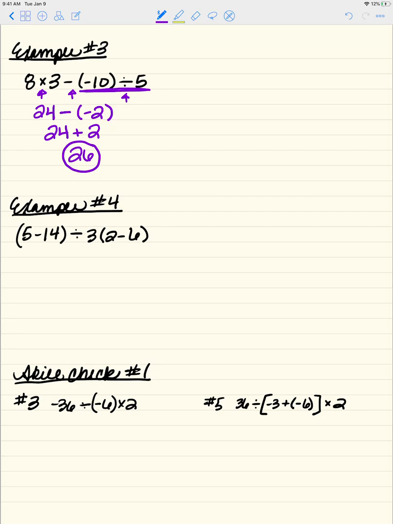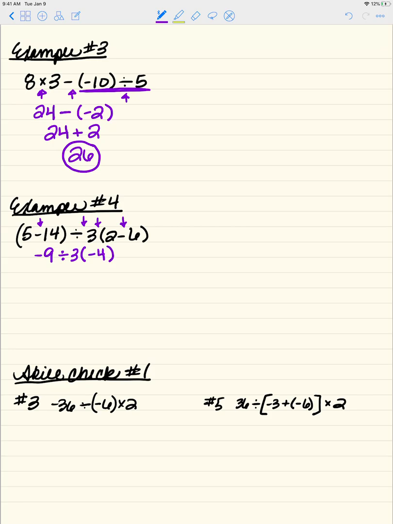Okay, example number 4. 5 minus 14 divided by 3 times 2 minus 6 in parentheses. Subtraction, division, multiplication, subtraction. There's a lot happening in this problem, okay? Tackle the parentheses, the grouping symbols first. 5 minus 14 is negative 9. Negative 9 divided by, remember, we just move left to right, but I want to tackle what's happening in those parentheses. So 2 minus 6 is negative 4.